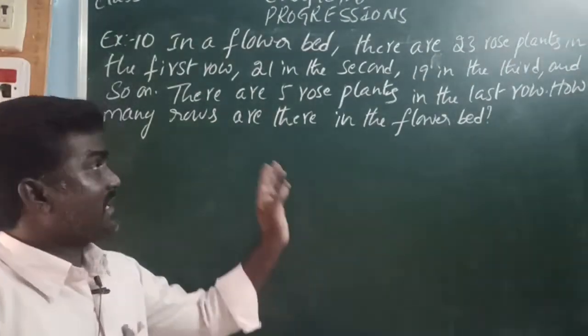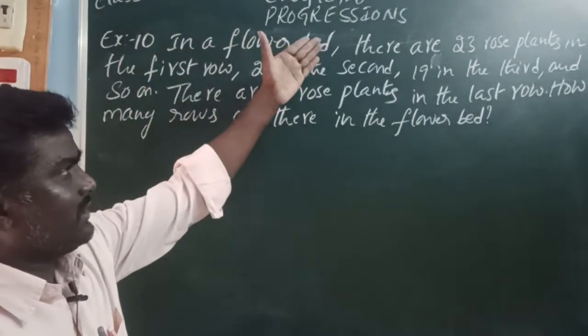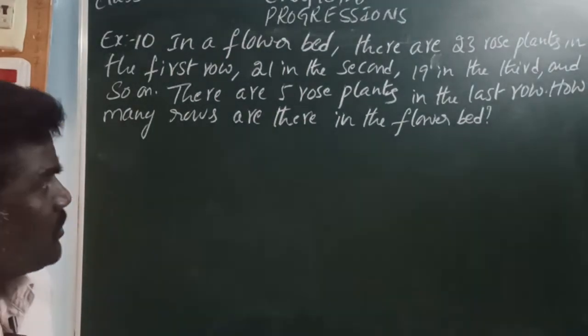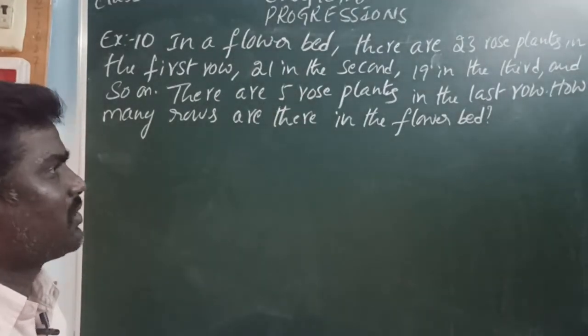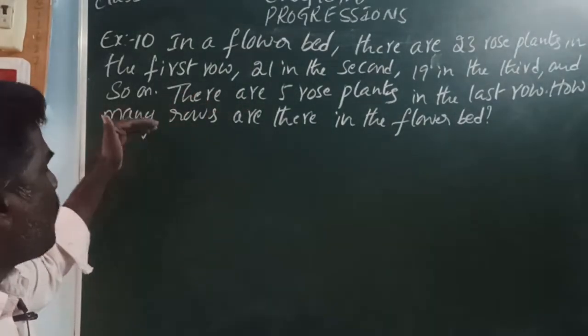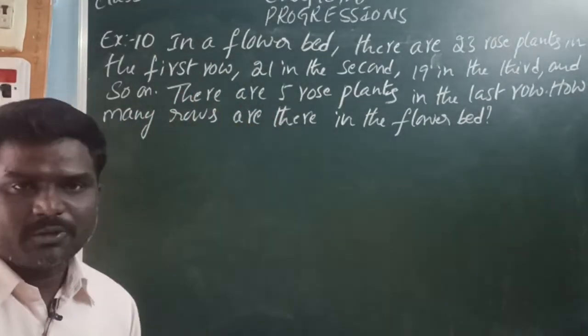Next, example 10. In a flower bed, there are 23 rose plants in the first row, 21 rose plants in the second row, 19 in the third row, and so on. There are 5 rose plants in the last row. How many rows are there in the flower bed?